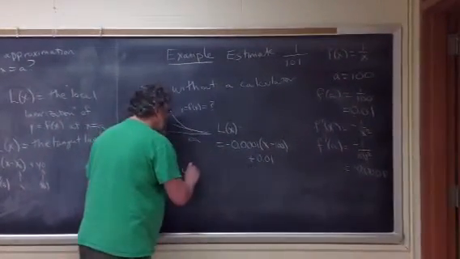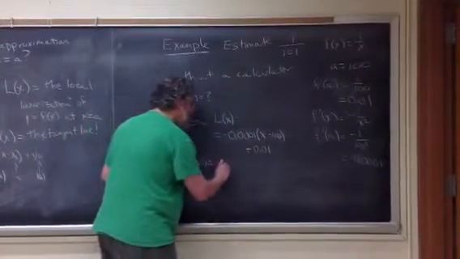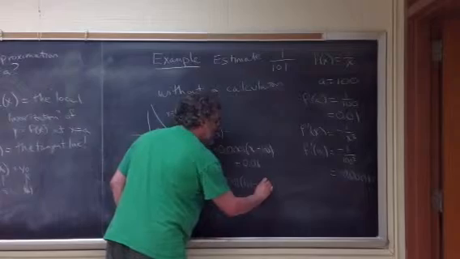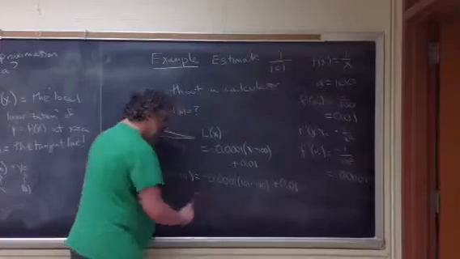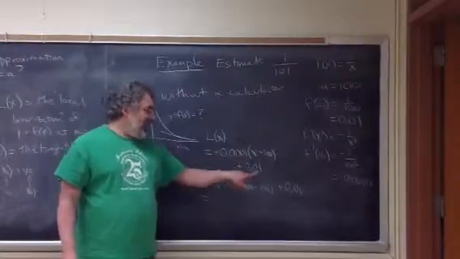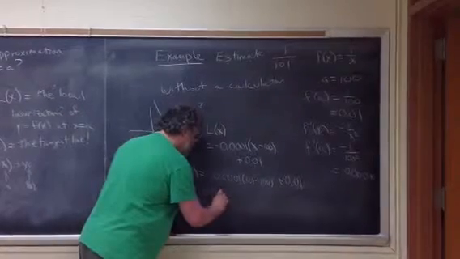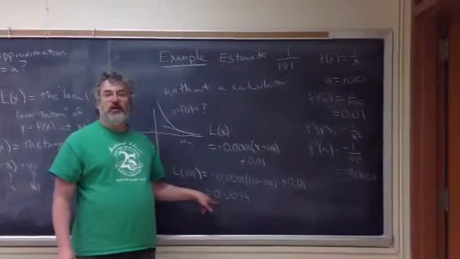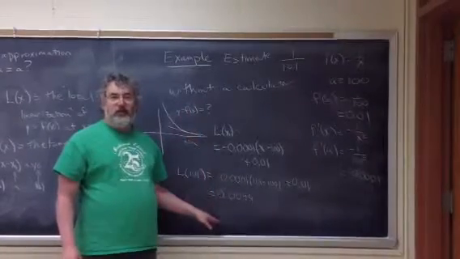We want L of 101. And we can do that in our heads. Put 101 in here, and we get minus 0.0001 times 101 minus 100, add 0.01. 101 minus 100, that's a 1. 1 times this is just that. Add that onto here. Well, just do a couple digits. We get 0.0099. That's the linearization. That's the linear approximation. That's not the actual value of the function. That's our best guess at it without a calculator.